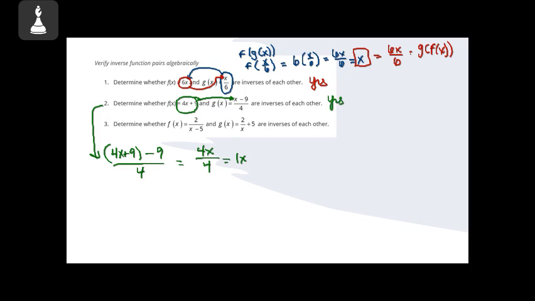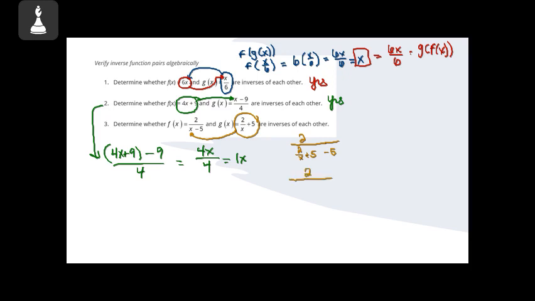And the last one here is going to be a little more involved. We got a little more work here. So if we plug this one in place of x down here, we've got 2 over, instead of x, I'm going to put 2 over x plus 5. Then I also have a minus 5. So that's nice. The plus 5 and the minus 5 are going to cancel each other out, leaving me with just 2 over x.